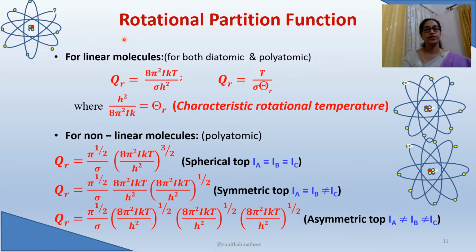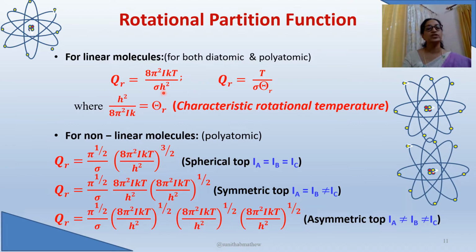Just now we have derived the expression for the rotational partition function for linear molecules, which is applicable for both diatomic and polyatomic molecules. It is given by q_R = 8π²IkT/σh², where I is the moment of inertia, k is the Boltzmann constant, T is temperature, σ is the symmetry number and h is Planck's constant. Here, q_R is a dimensionless quantity and T has the dimension of temperature.